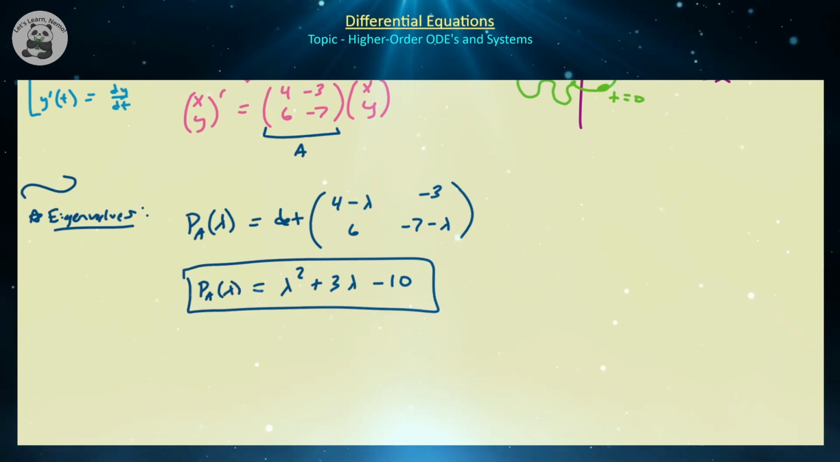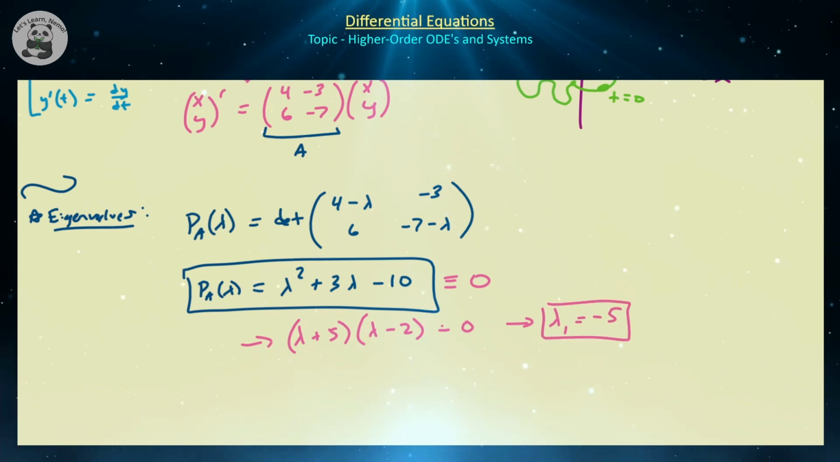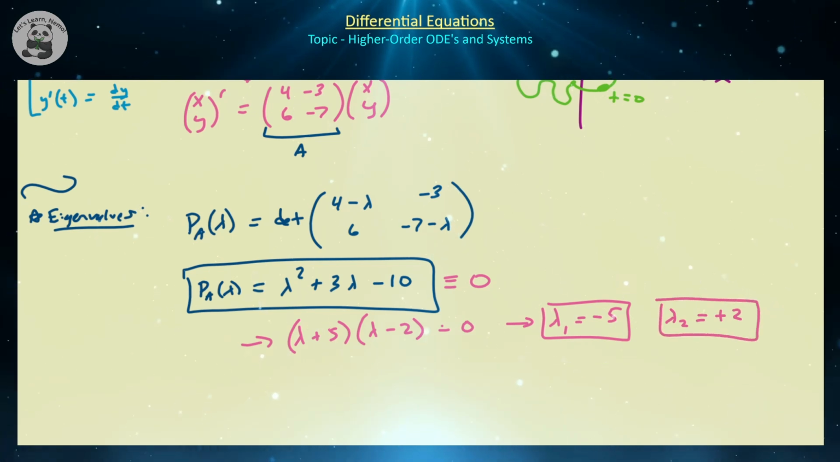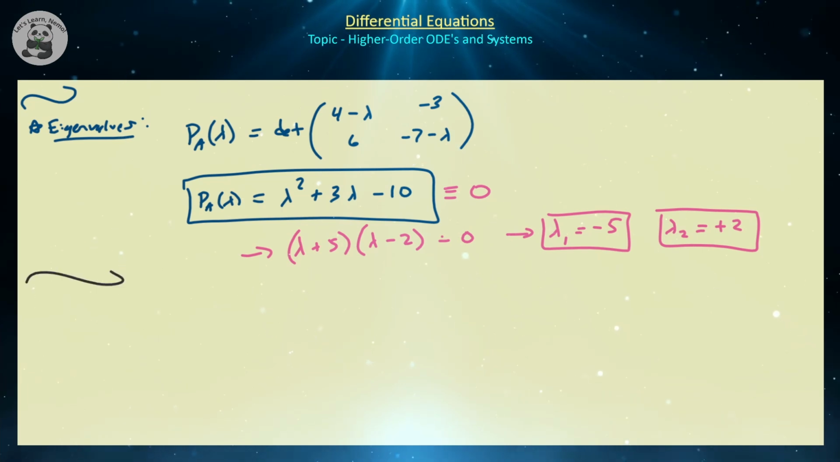Once we have our characteristic polynomial, we set that equal to 0 and factor. This factors quite nicely into lambda plus 5 times lambda minus 2 equals 0. So we have two eigenvalues, the first being minus 5, and the second being positive 2. Now that we have our eigenvalues, we can move on to finding our eigenvectors.